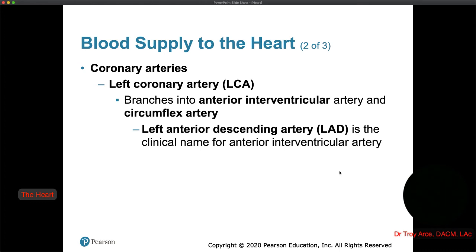The left coronary artery branches into the anterior interventricular artery and the circumflex artery. The left anterior descending artery is the clinical name for the anterior interventricular artery. This is where most myocardial infarctions occur.